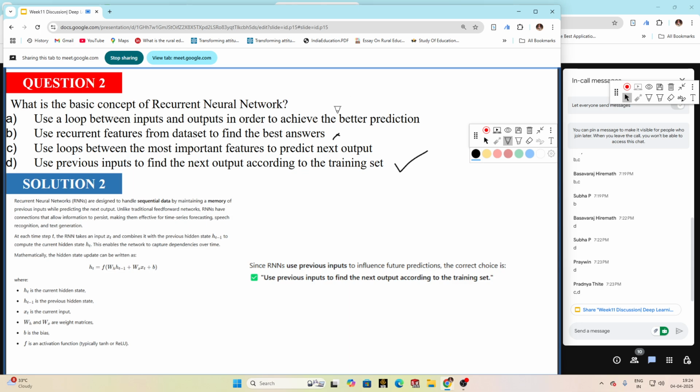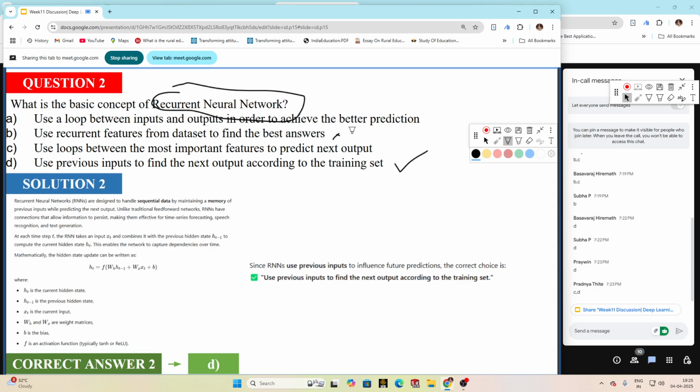RNN takes all the inputs. It will take all the input from the previous step, not the most important features. Selecting the most important features is the case for LSTM and GRU. So this is partially correct, but not totally correct. That is why option D is the correct answer. Here it has been asked only for RNN; there is no mention of GRU or LSTM. That is why option D is the most correct answer. Okay, so is it clear to all of you?